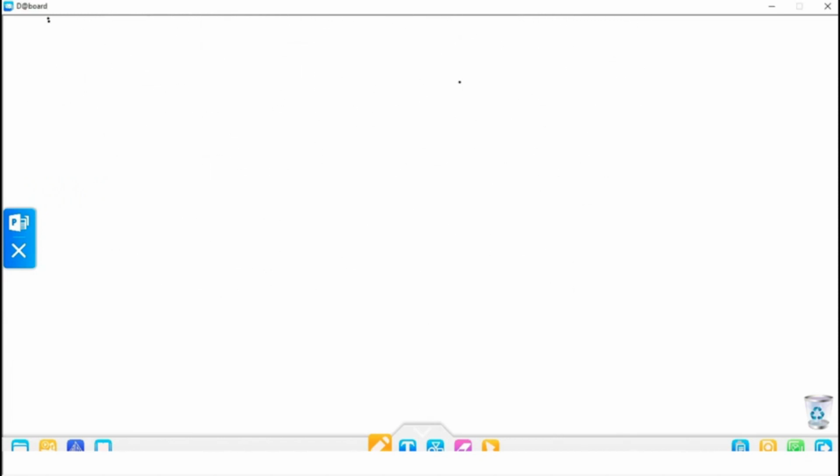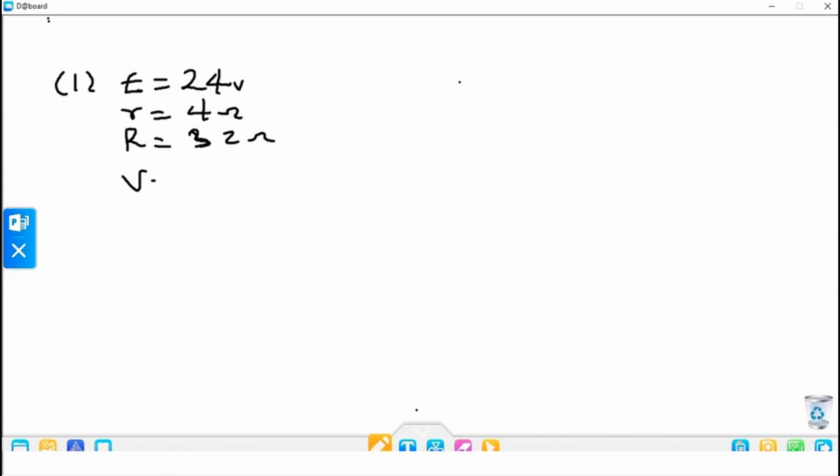So in this case, we have our E to be 24 volts, our small r to be 4 ohms, and a capital R to be 32 ohms. We are asked to find our V. Now, before you find your V, you are going to obtain your I. You can obtain I from this formula: E is equal to I into R plus small r.